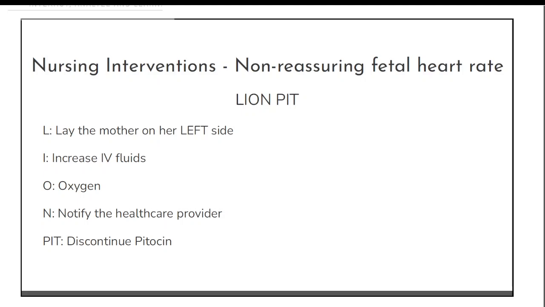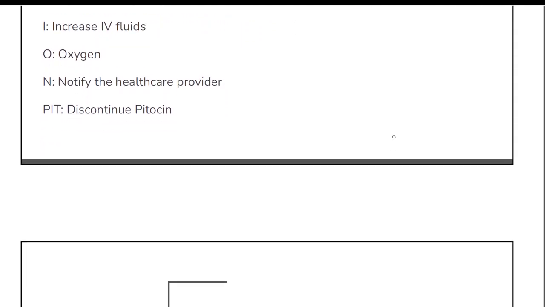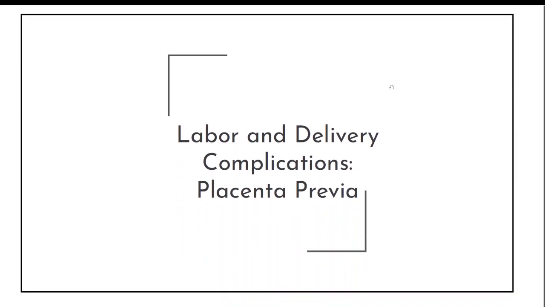So the first complication to discuss, we're going to talk about placenta previa. Then we're going to talk about abruption. We're going to talk about prolapsed cord, postpartum hemorrhage. We've got a lot to go through, but we've been lecturing for about an hour.